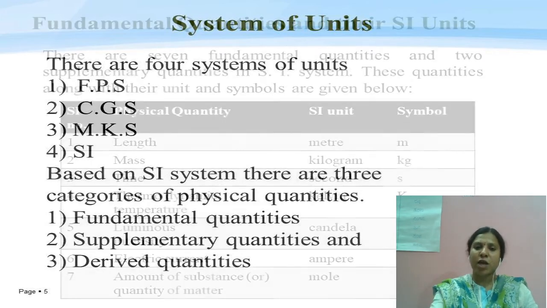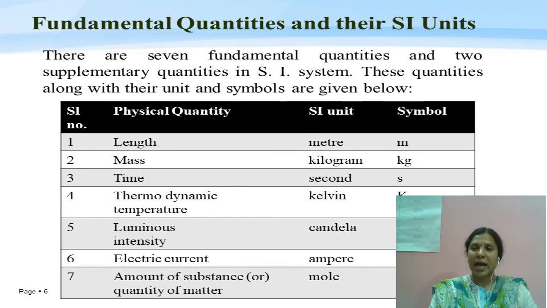So let's first look at the fundamental quantities and their SI units. As I mentioned, there are 7 fundamental quantities and 2 supplementary quantities. Remember, the fundamental quantities are the ones which can be expressed independently. They will be the standard ones. The 7 fundamental quantities are length, mass, time, thermodynamic temperature, luminous intensity, electric current and the amount of substance.